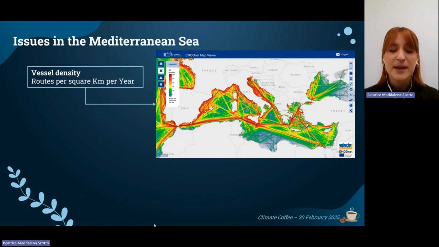Here we have an image taken from the EMODNet portal, and that shows us the routes per square kilometer per year. And as we can see, we have quite intense maritime traffic in the Mediterranean, with values that reach up to 1,200 routes, where you have the red color. And we can see that mostly they are near the coast.